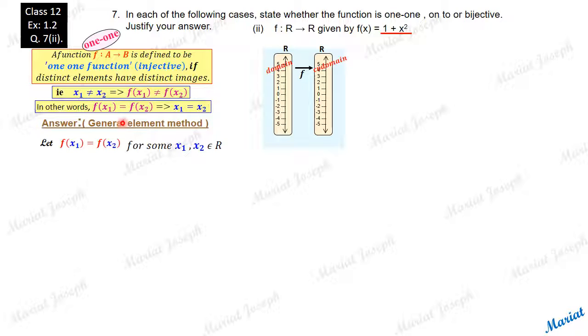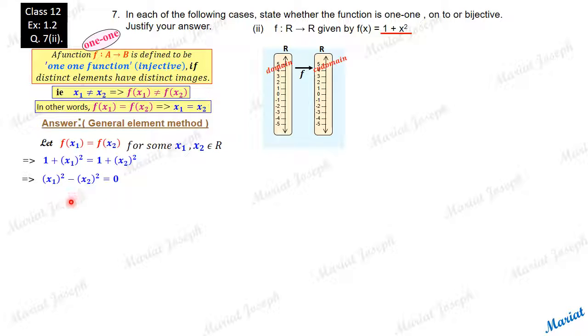Let us take two images f of x1 and f of x2 that are equal for some x1 and x2 of the domain R. Let the two images be equal, which means f of x1, that is 1 plus x1 square, and f of x2, that is 1 plus x2 square, let them be equal. This is an equation. This equation I solve further and check whether it would definitely imply this. Yes, go ahead. Next step, I'm writing simplify as x1 square minus x2 square equal to 0, as 1 and 1 both are equal on LHS and RHS.